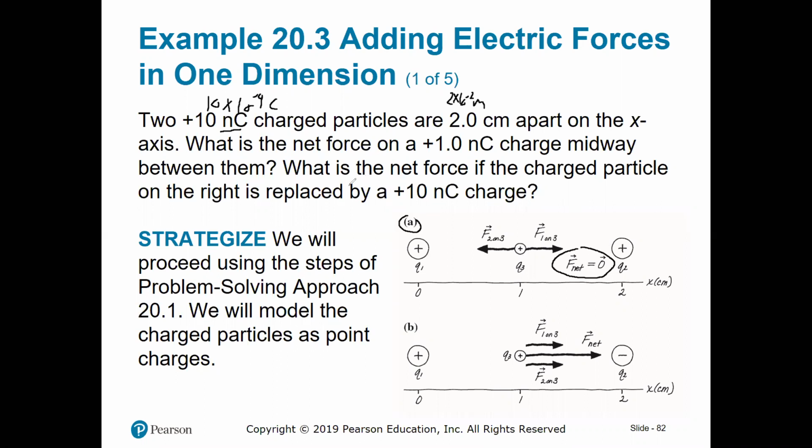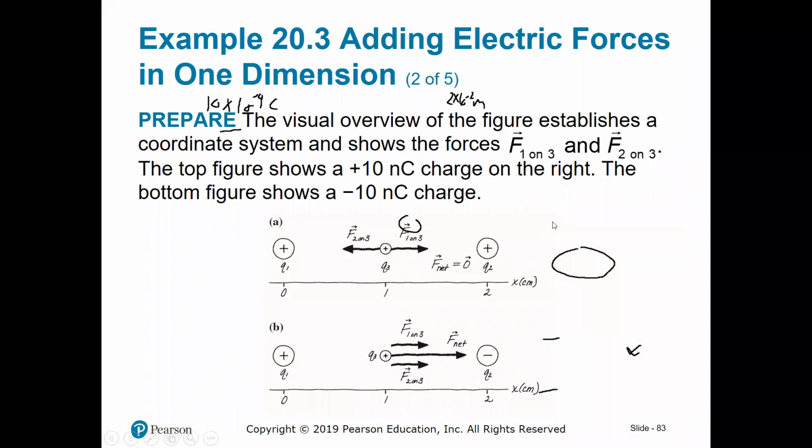The second part of the question changes Q2 to now be negatively charged. So the magnitude of the force 1 on 3 and 2 on 3 are going to be equal, and they're both going to be to the right. The reason they're equal in magnitude is they have the same amount of charge. The force from Q2 is an attractive force, while from Q1 is a repulsive force, so we're going to be adding those together here.